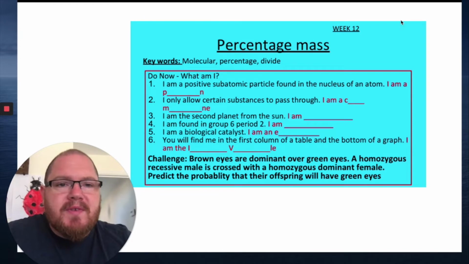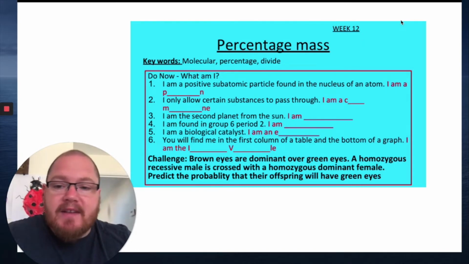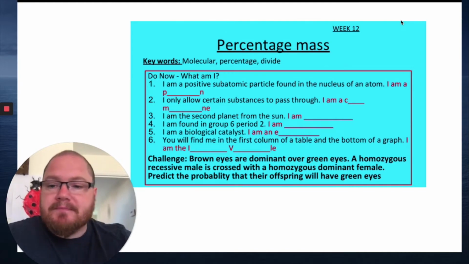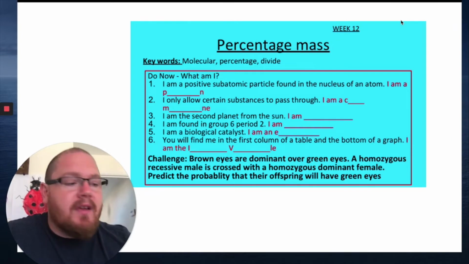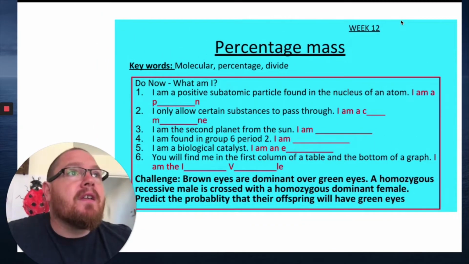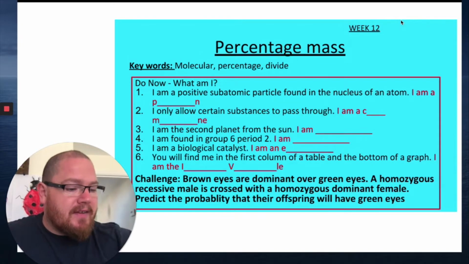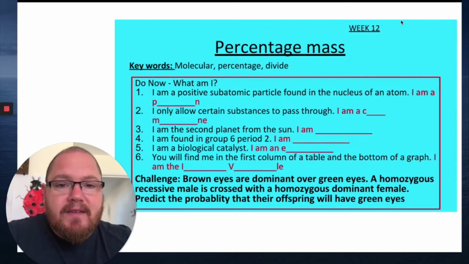Today we're going to be doing percentage mass, but before we get into that, there's been a few comments about screen quality and resolution and things like that. So we're going to try something else today. I'm going to try and keep my face down there because my face has always been moving about, and I'm going to try and move this and zoom in rather than the way we've been doing it. Comment below if you like this way of doing it.